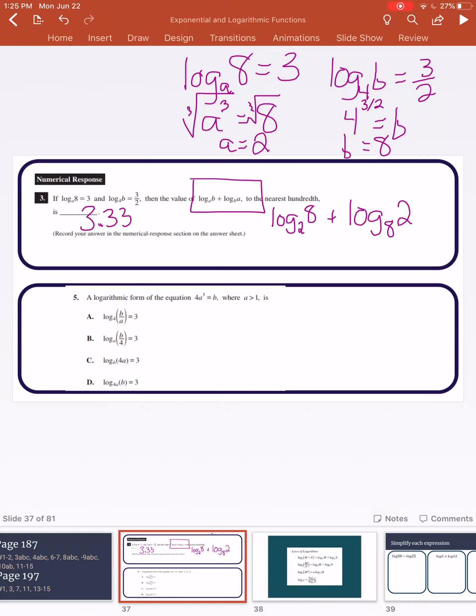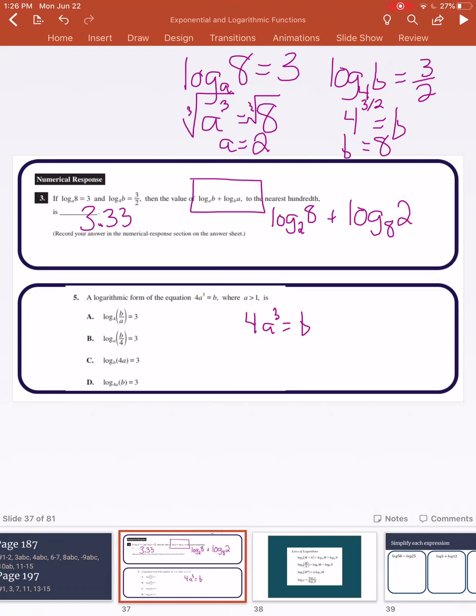All right, let's try the next one. It asks for the logarithmic form of the equation 4a to the third equals b, where a is greater than 1. When we're converting, there are a few different ways we can go about this. For me, I look at the answers and I know I'm trying to convert to logarithmic form. I would start off by isolating that a value.